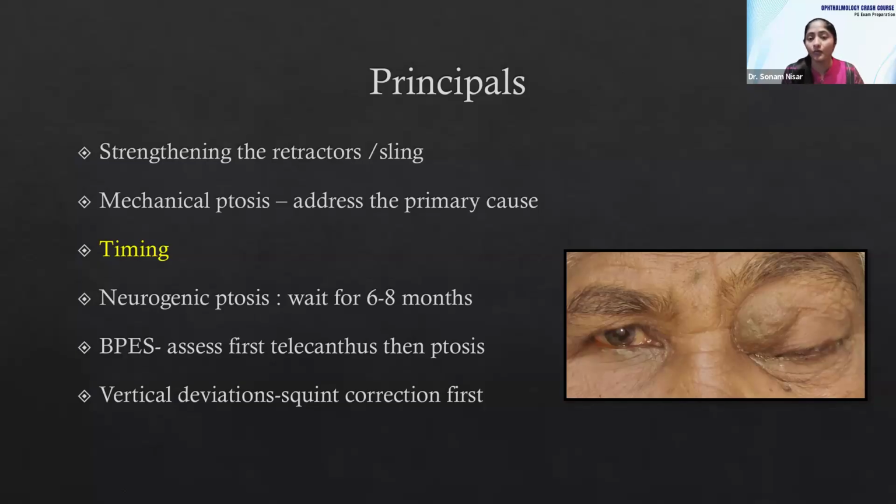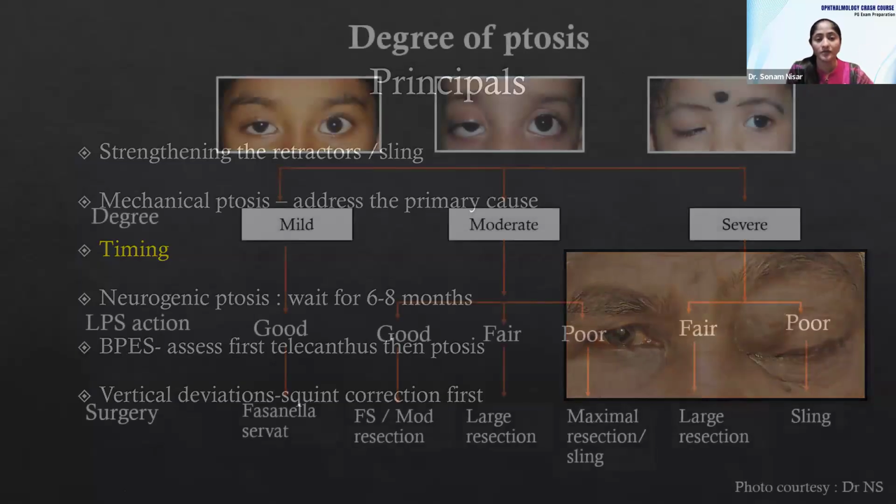Normally the preschool-going age group is the best time to do the ptosis correction. However, early surgery is indicated if there is impending amblyopia or any tropias. In case of neurogenic ptosis, you'd like to wait for at least 6 to 8 months. As I mentioned before, in BPES, assess the telecanthus and epicanthus first, operate on that, and then go ahead with the ptosis. If there is any associated squint, for horizontal deviations you can move into combined approaches, as there might not be any alteration in the lid position. But if there are vertical deviations, you first address the squint and then go ahead with the ptosis correction.